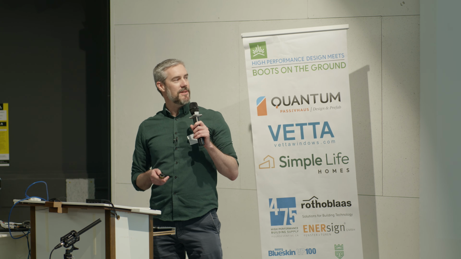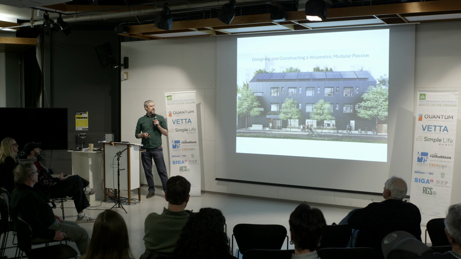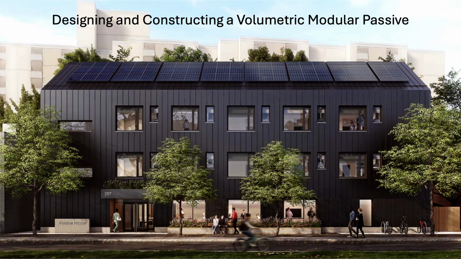So on screen right now is a rendering of our project. It says 257 there, but ultimately the address was changed to 253 King William Street. It was a parking lot in Hamilton. It is what's classified as supportive housing. So there are 21 suites. All of the suites are bachelor or studio type units, just over 350 square feet, something like that.